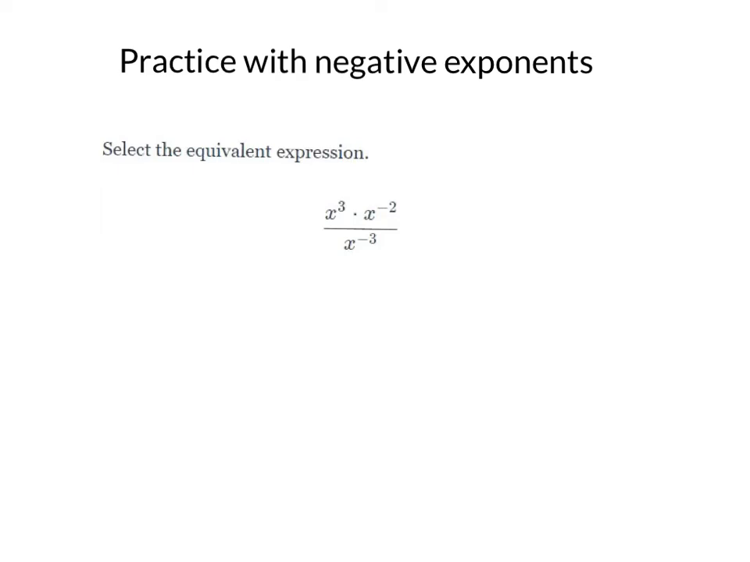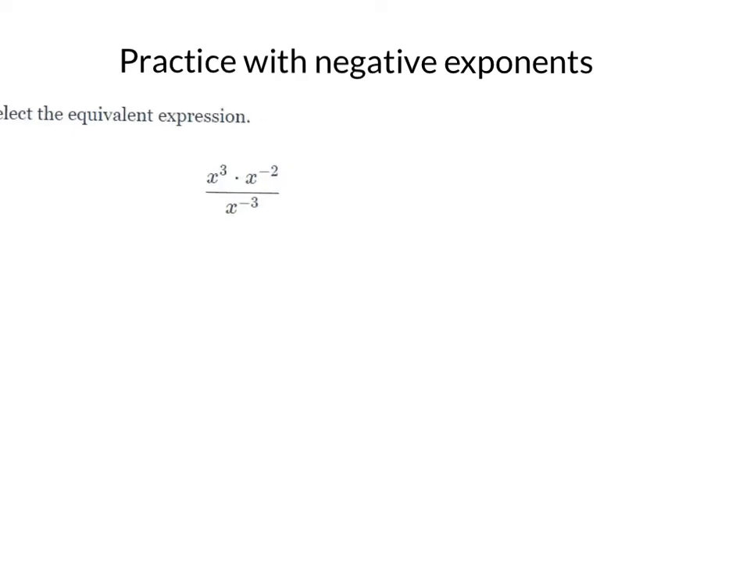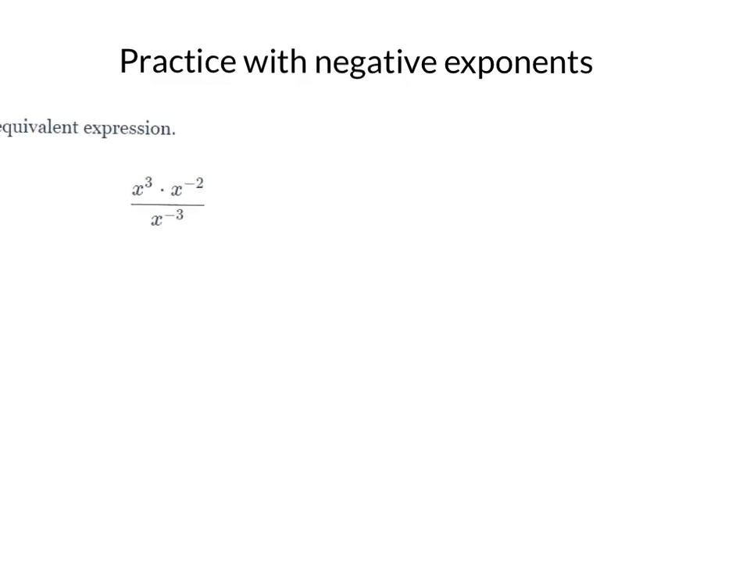All right, so when we work on this one, I'm going to give myself some more room. So here we have, in the numerator, x to the third times x to the negative 2, divided by x to the negative 3. There are different ways that we could solve this problem, but we are going to work with the numerator separately.